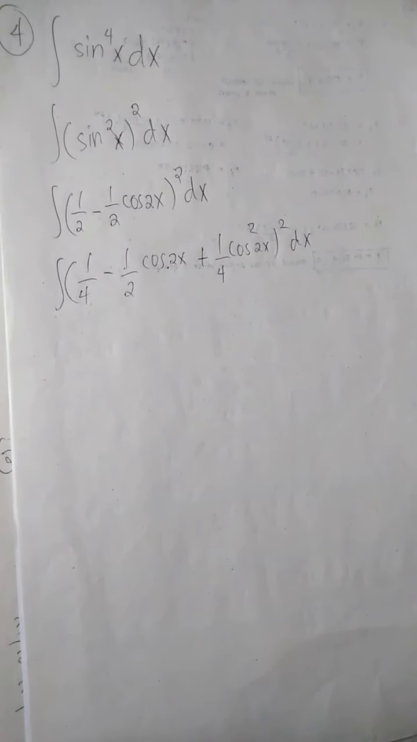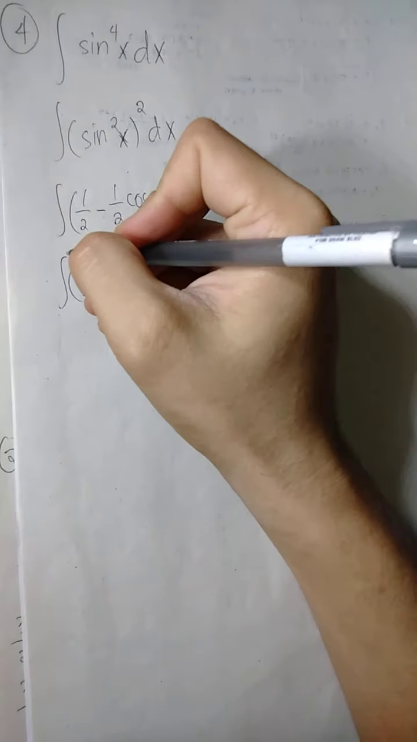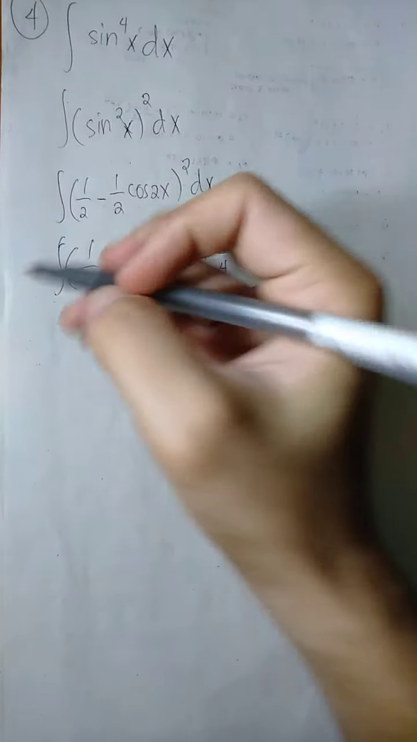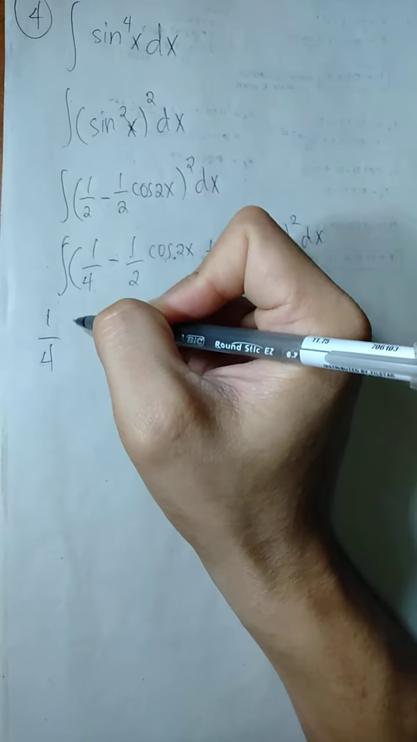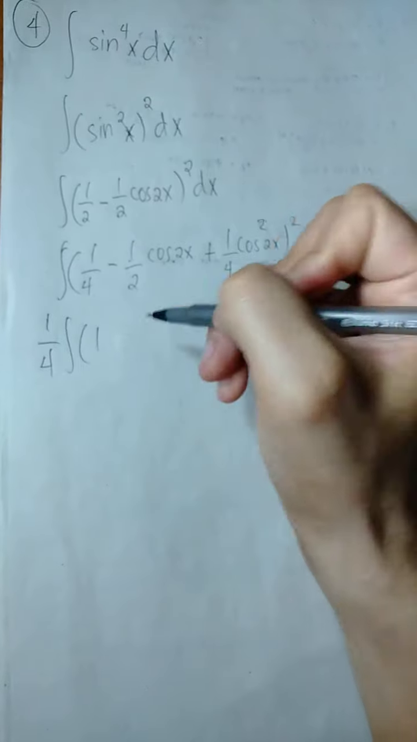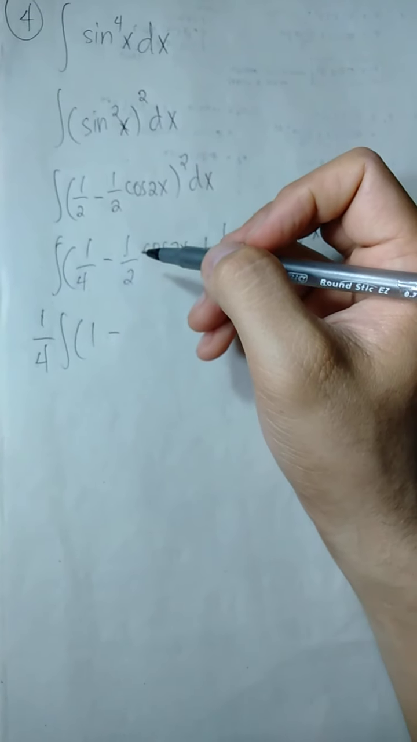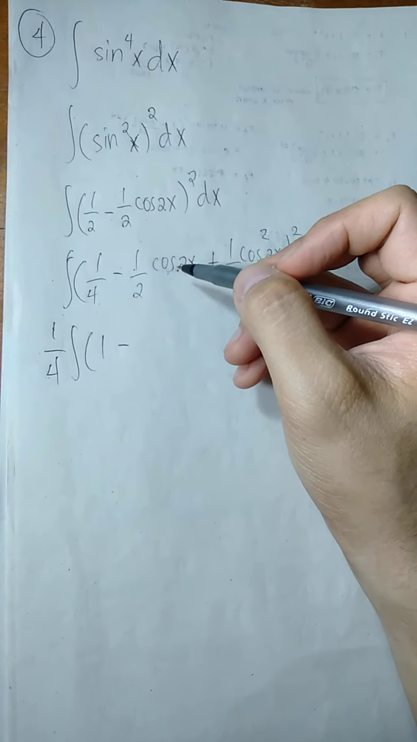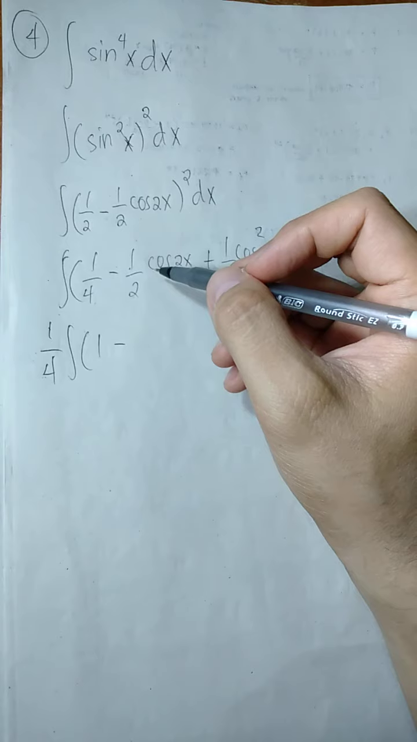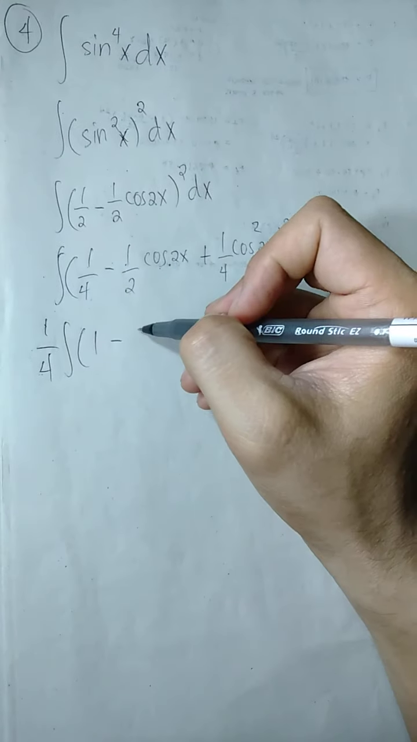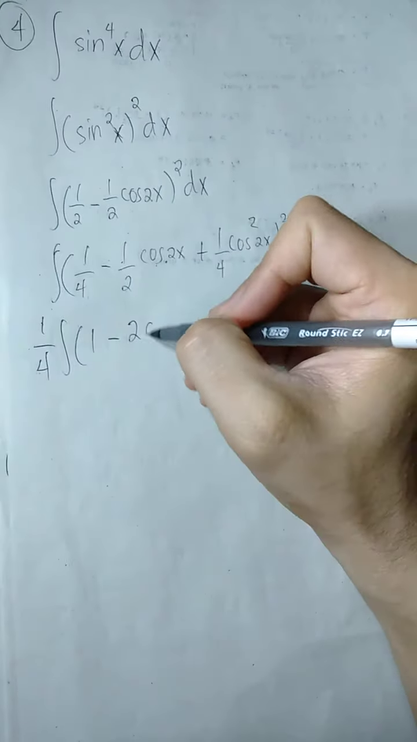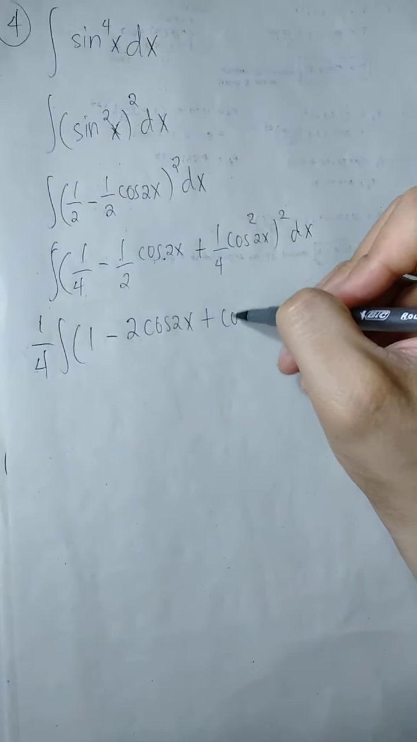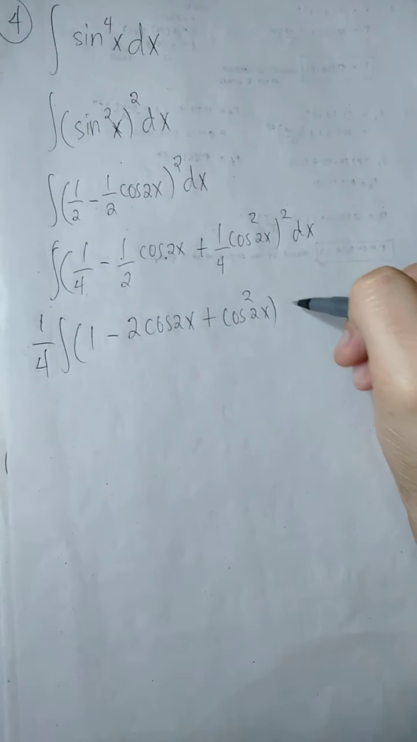So we can factor out, ano factor natin? 1/4, di ba? So let's factor out 1/4. Constant natin. Baka mawala itong 1/4 dito. So factor out 1/4 becomes integral of 1 minus, so pag pinactor out natin 1/4, so anong mangyayari? 1/4, so it becomes 2. 2 cosine 2x plus cosine squared 2x dx.